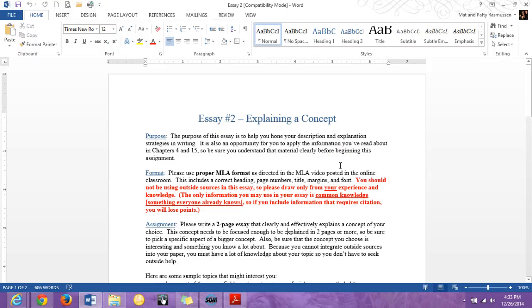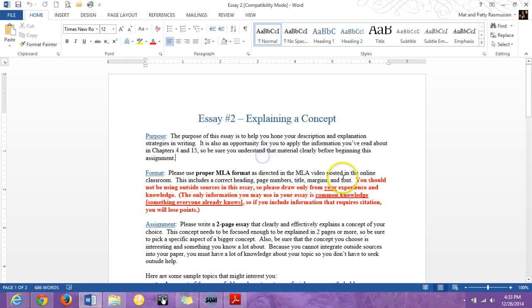The second essay that you're going to write this term concentrates on explaining a concept, or as you've read in the text, is expository writing. So the basic principle behind this type of writing is simply to describe or explain something. You're not going to argue. You don't give step-by-step instructions. You just simply give an objective description and explanation about something.